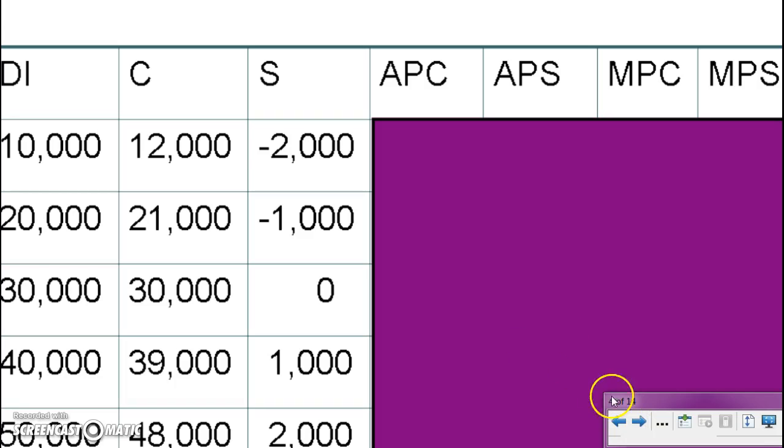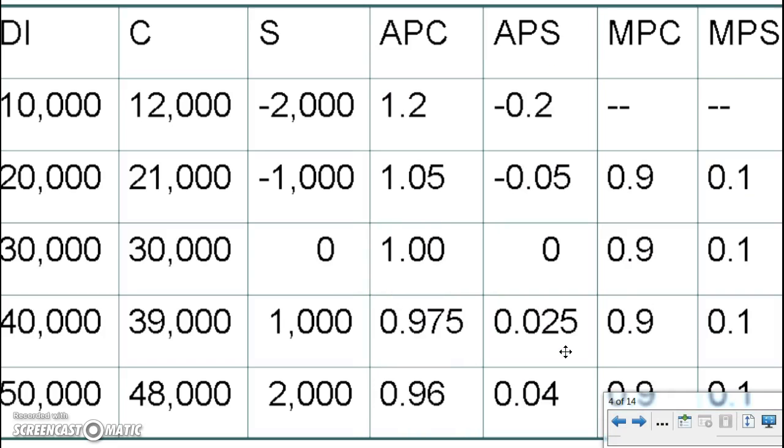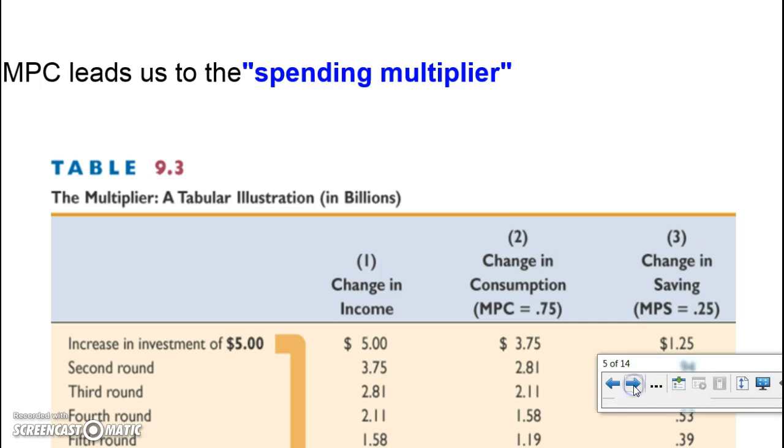So look at this table for a minute, and see if you can fill in the data. What are APC, APS, MPC, MPS? You should pause to do this. Okay, here's the answer. So check your work, and if you're not sure, ask someone when you come to our next session. Remember, these last two columns are going to be constant because you're calculating the change in consumption or the change in savings over the change in income.